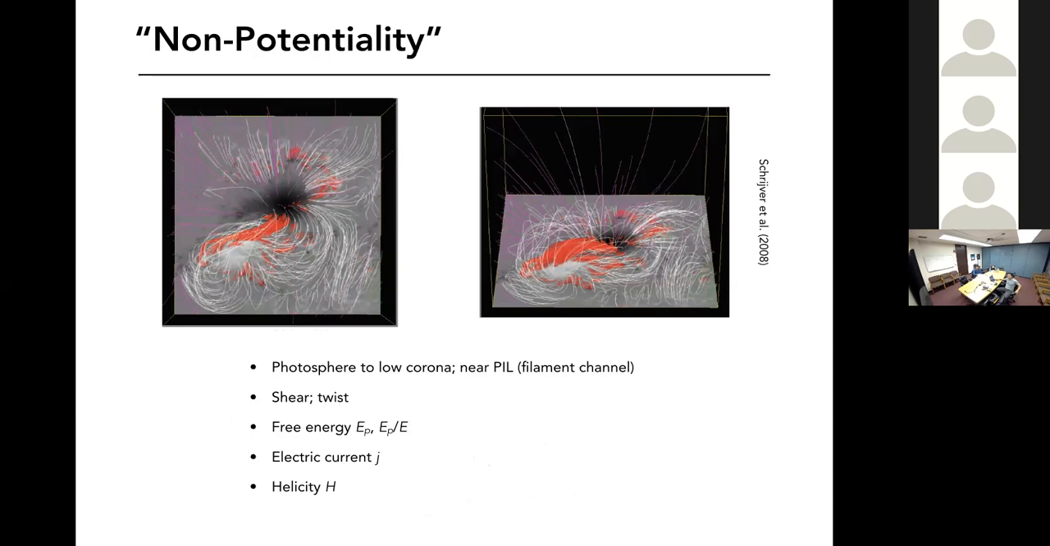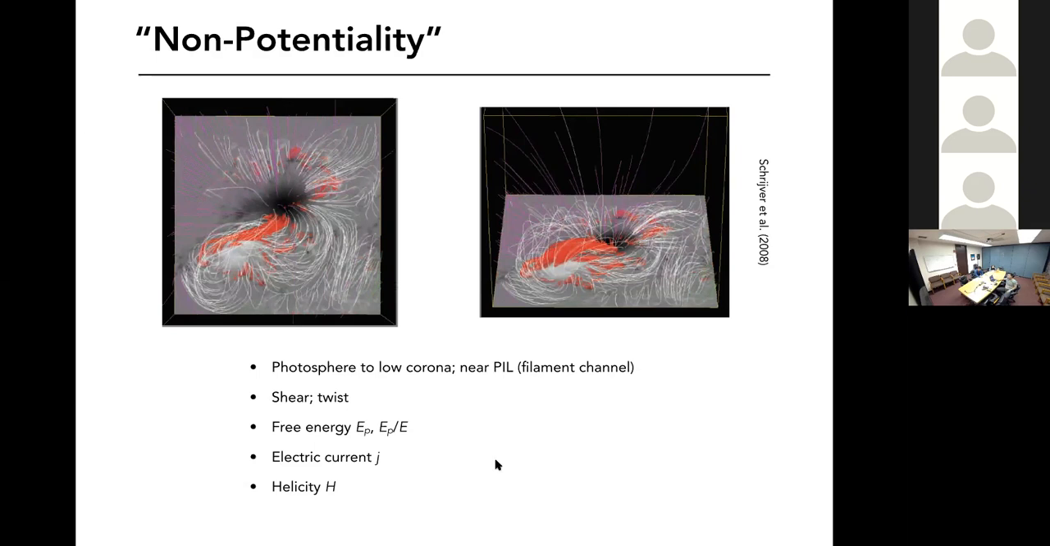And I talked about non-potentiality. So how do we actually look for non-potentiality? We talked about this complexity, and quantitatively, what does complexity mean? Okay. So what we are looking for usually are the signatures from photosphere to low corona near the polarity inversion line, or the so-called filament channel.